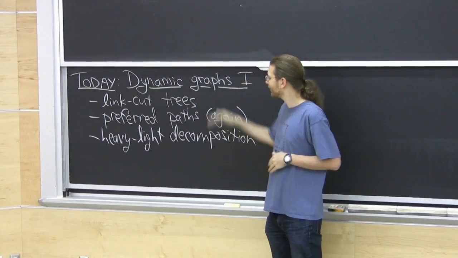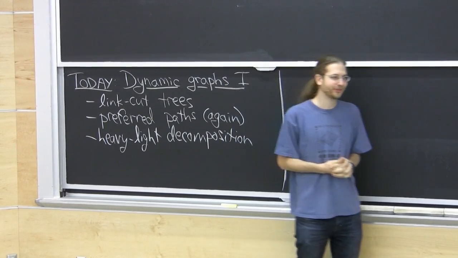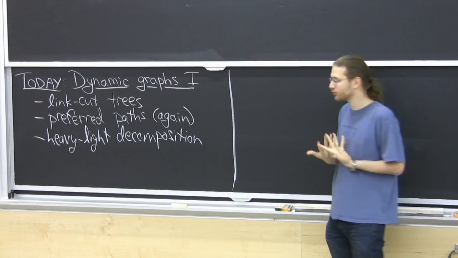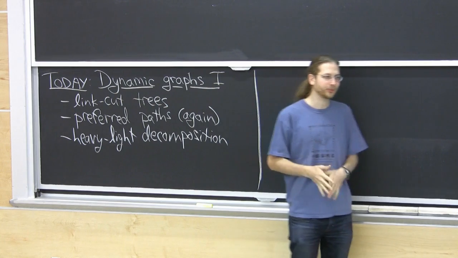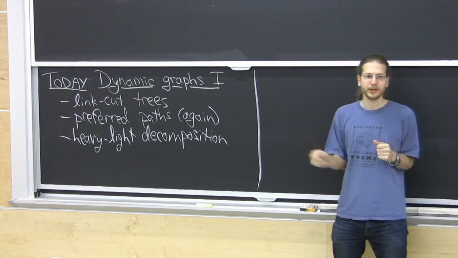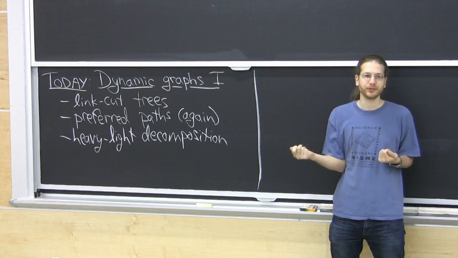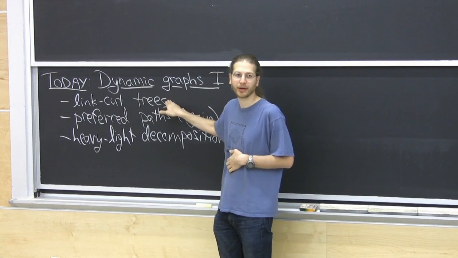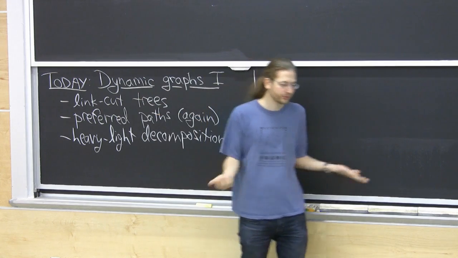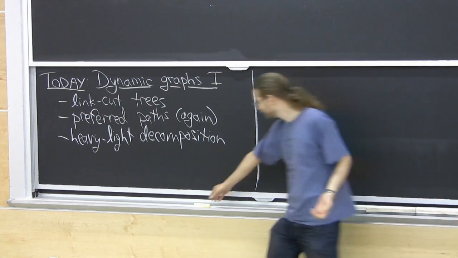So today we're going to cover a data structure called linked cut trees. It's a cool way of maintaining dynamic trees, and it begins our study of dynamic graphs, where in general we have a graph, usually undirected. You want to support insertion and deletion of edges. So we're going to do that in the situation where at all times our graphs are trees. So in general we have a forest of trees, and we want to maintain them.